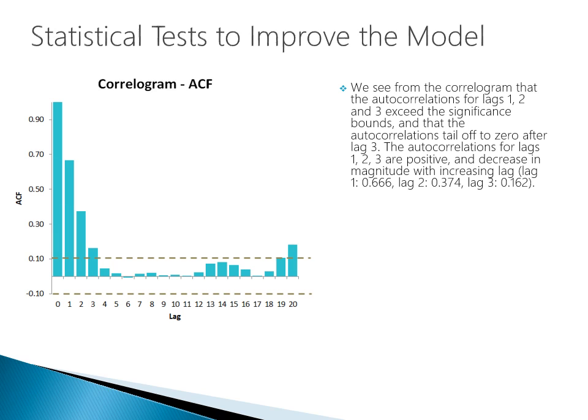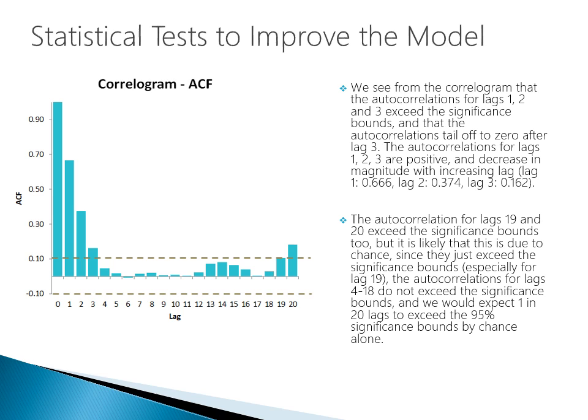We see from the correlogram that the autocorrelations for lags 1, 2, and 3 exceed the significance bounds, and that the autocorrelations tail off to 0 after lag 3. The autocorrelations for lags 1, 2, and 3 are positive and decrease in magnitude with an increasing lag. So lag 1 is 0.66, lag 2 is 0.374, lag 3 is 0.162.